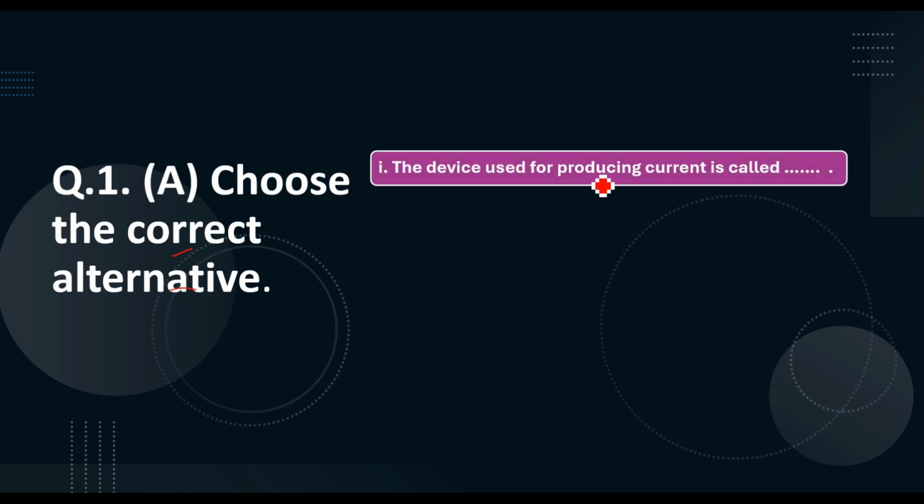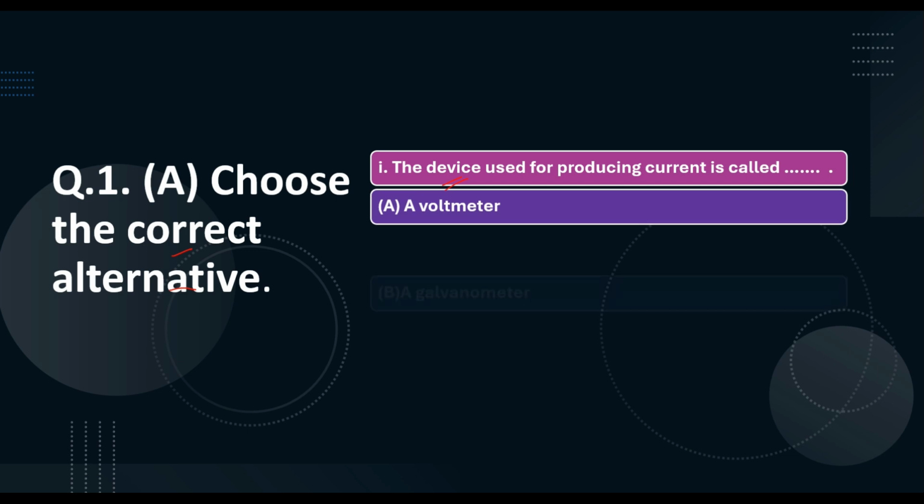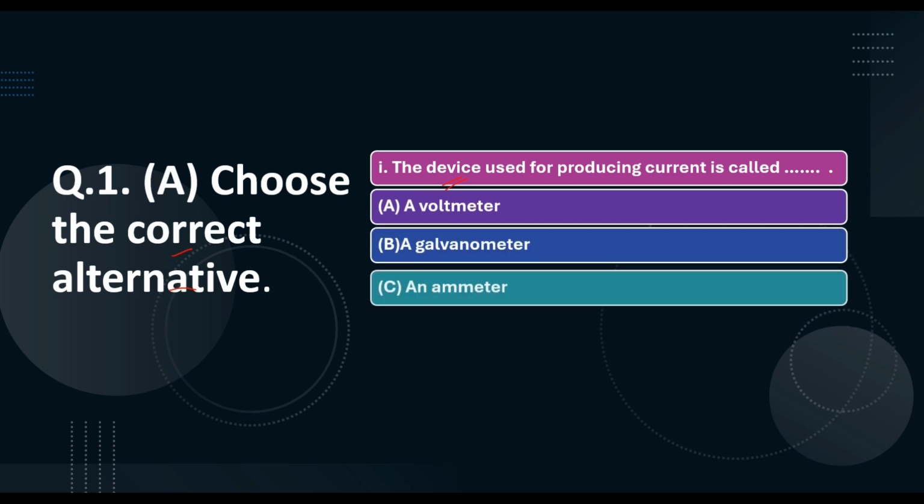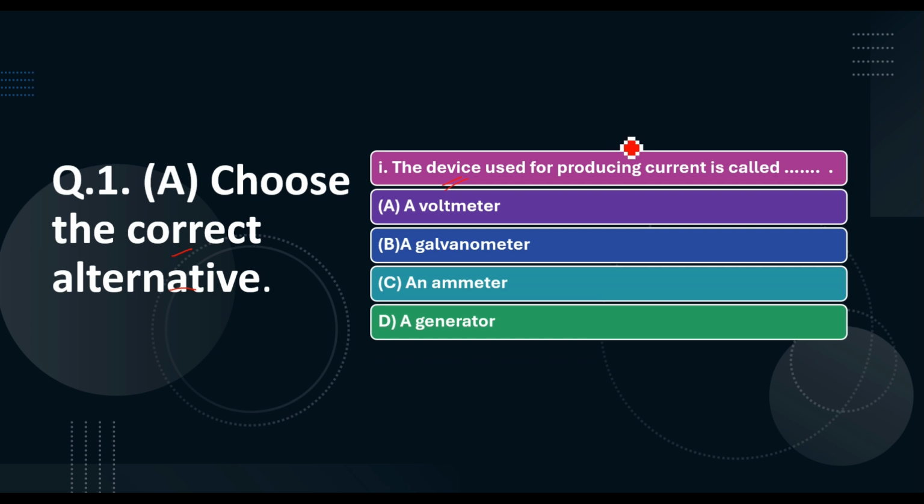Question 1a: a device used for producing current is called dash. This is a question from the effect of electric current. We have a voltmeter, a galvanometer, an ammeter, and a generator. You are going to select any one of the options, and you have to write the answer of this question as an option. No need to write the question again, only the option.